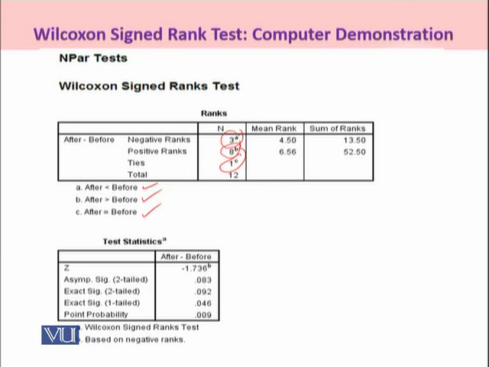Students, further, it calculated the mean rank and sum of ranks. Sum of ranks for the negative values is 13.5, whereas for the positive values it is 52.5. Now, as far as the test statistic is concerned, see, your z value is -1.736. Now the asymptotic as well as the exact p-value for the two-tailed as well as the one-tailed test have appeared. But students, if you remember, the pair of hypotheses we chose was a two-tailed test, and we were interested in calculating the exact p-value.